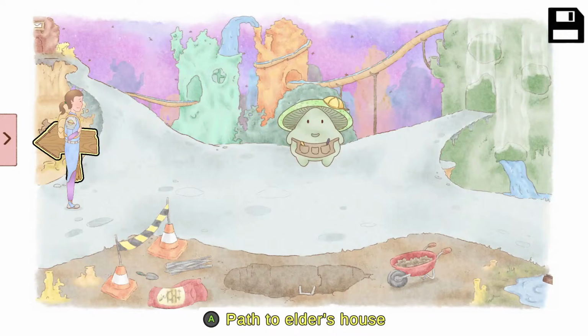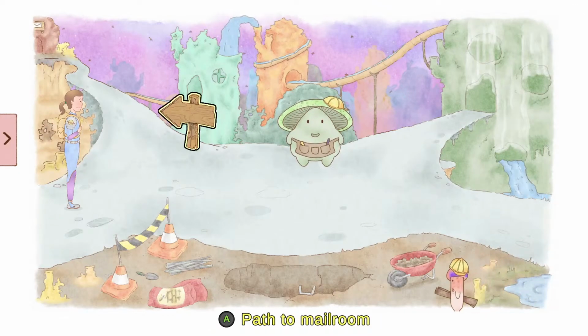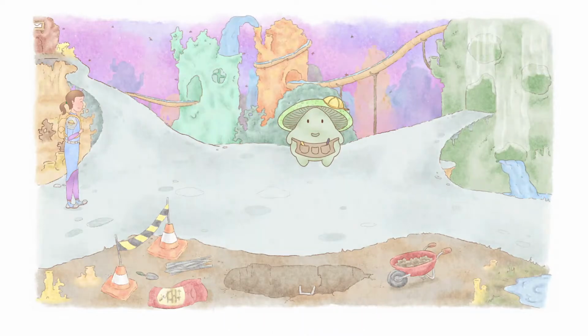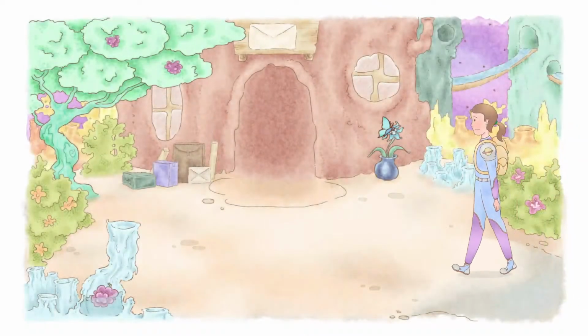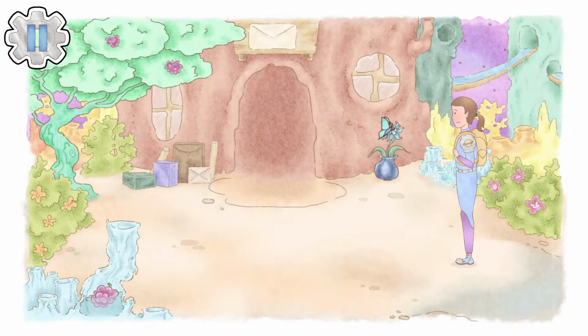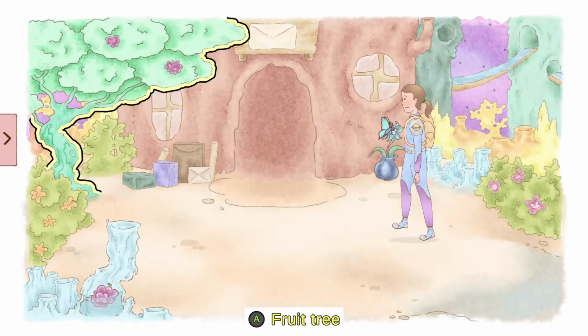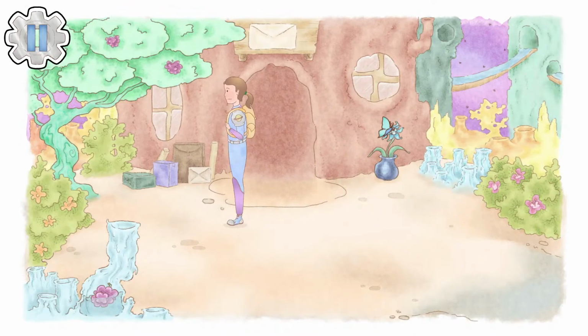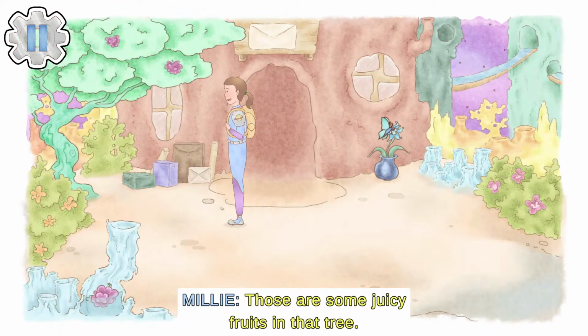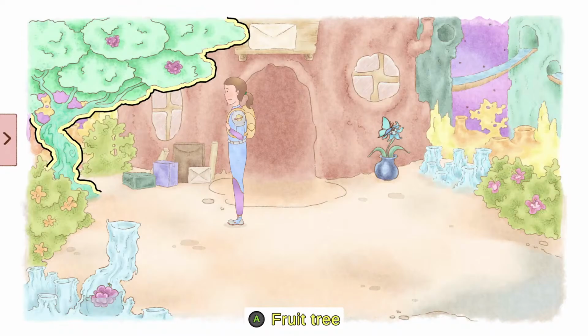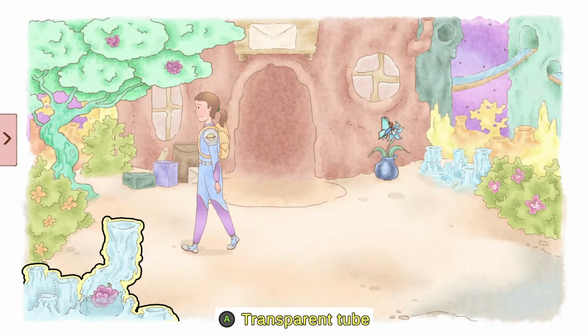Auto saving. Path to Elder's house. Path to mailroom. At the end of the path is a brown building with an envelope symbol on a wooden sign. Foliage, coral, and a tree bearing juicy purple berries surround the building. Auto saving. Fruit tree. Press A to select. Those are some juicy fruits in that tree. Fruit tree. Transparent tube. Press.